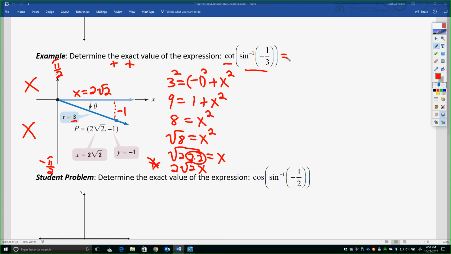Okay, so the next part is cotangent. Right, cotangent is the reciprocal of tangent. Tangent is opposite over adjacent, so adjacent over opposite is cotangent. So that's 2 root 2 over negative 1, or simply negative 2 root 2. Pause the video, try the student problem.